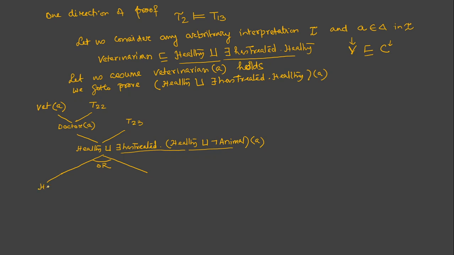So A is either healthy, or A is a member of has treated, animal. We are doing very intuitive logical reasoning, right? Healthy, animal, and A would be a member, right? Now with this, what can we infer?